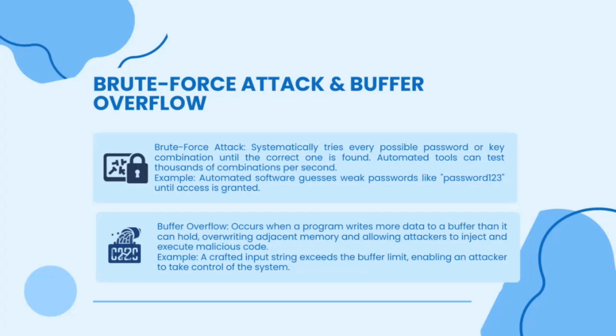Let's talk about 2 common attack methods: buffer overflow and brute force attacks. A buffer overflow happens when a program tries to store more data than its buffer can handle. This overflow spills into nearby memory, letting attackers inject harmful code and take control. For example, a specially crafted input string that's too long can trigger this. On the other hand, brute force attacks are all about persistence, trying every possible password or key until the right one's found. Automated tools can test thousands of guesses per second, often cracking weak passwords like password123.